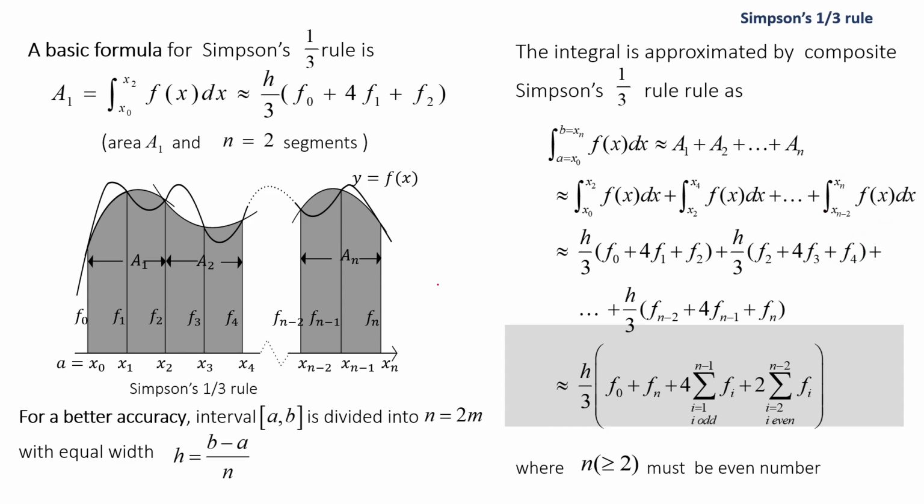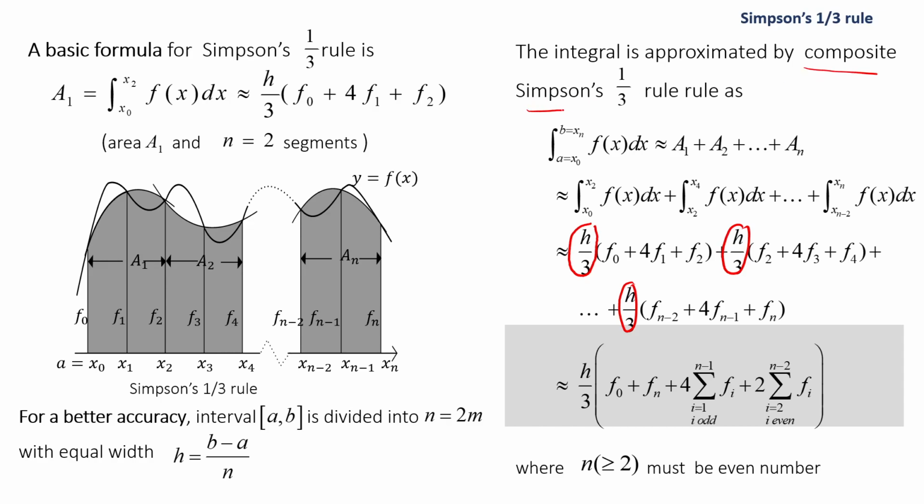Until the last segment An, which consists of the points xn minus 2, xn minus 1, xn. Hence, we estimate using the basic formula as h over 3 times fn minus 2 plus 4 times fn minus 1 plus fn. And then later on, you factor out h over 3 for each term. So that's why the formula is this; this is what we call the composite Simpson 1/3 rule.